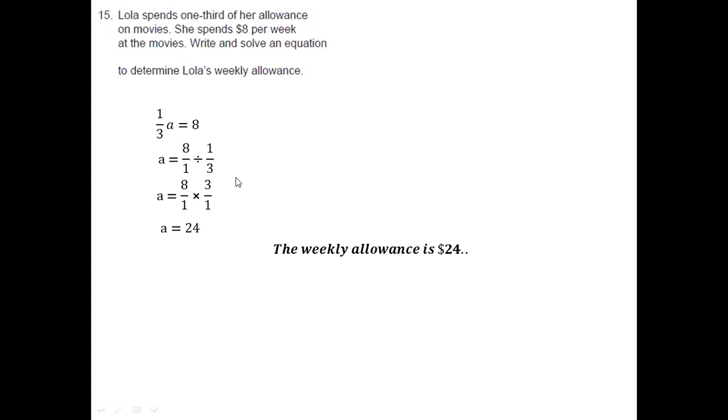You know, we are doing KCF, keep, change, flip. I don't need to keep repeating it every time. Whenever you see a dividing with fractions question, you have to remember that you have to do KCF. Then 8 multiplied by 3 is 24, divided by 1 will give you 24. So the weekly allowance is $24 for Lola. Okay, this is how you write equations, and you know now how to solve equations.